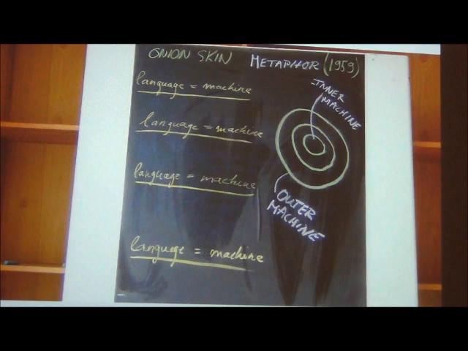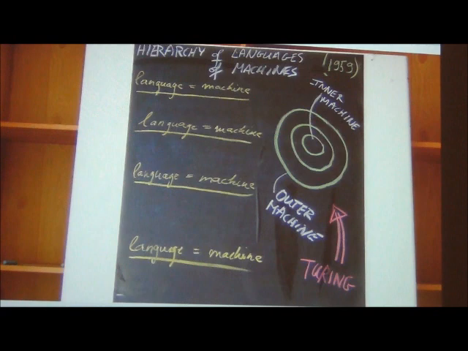Again, the work of Turing, in a recast version based on Kleene's 1952 mathematics, led to this onion skin metaphor. That's what I mean with this arrow.